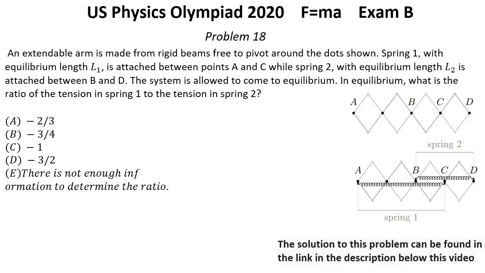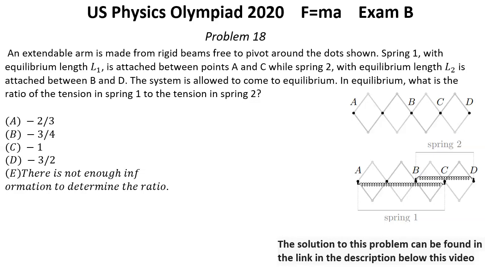Problem number 18. An extendable arm is made from rigid beams free to pivot around the dots shown. Spring 1 with the equilibrium length L1 is attached between points A and C, while spring 2 with the equilibrium length L2 is attached between B and D.